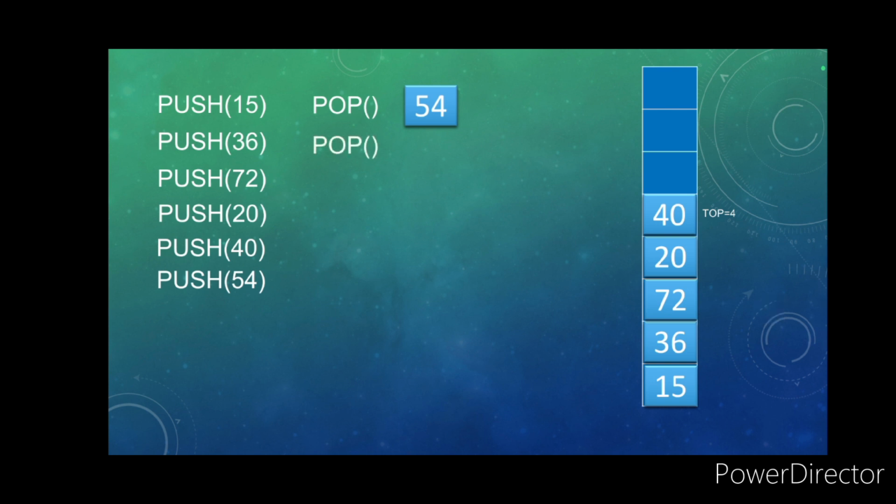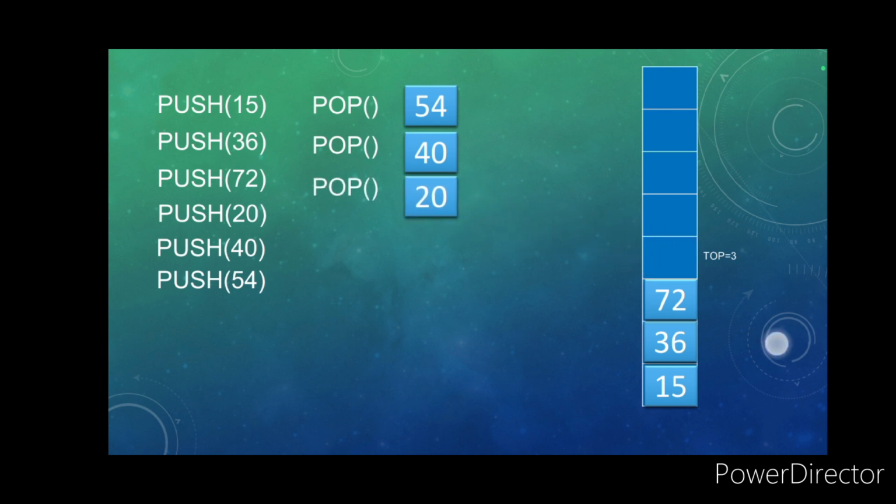Again, if I call this function pop, the value 40 will be saved somewhere and then top will decrease back to 3. One more pop function, the value 20 will be saved and top will decrease back to 2. So as you can see, whether it is the push operation or the pop operation, it always takes place from the top of the stack.